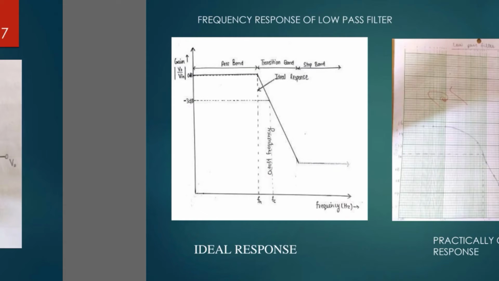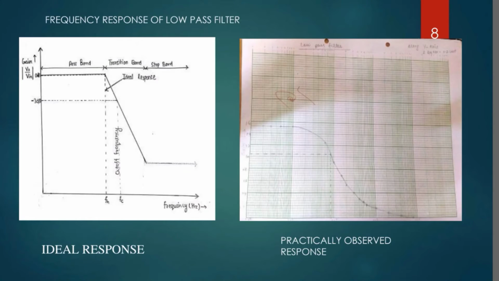Frequency response of low pass filter. Ideal response, practically observed response. Here the images are referred from some other books, so there may be some lack of clarity. In the ideal response, we take frequency on the x-axis and gain on the y-axis. If you see, the passband in some range is good and beyond some range the gain is down and it may fall straight. In the practical response, the observed response, we may see the same as the ideal response.